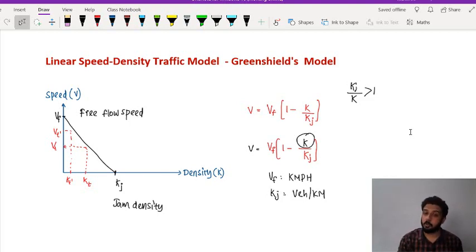One is this equation, V equal to Vf into 1 minus K by Kj. For any value of K, they can ask you speed, or for any value of speed, they can ask you K, by giving Vf and Kj. And the next relationship you have to remember is the Qmax equation, nothing but speed at maximum flow multiplied with density at maximum flow, nothing but Vf by 2 into Kj by 2. We can also write it as Vf into Kj divided by 4, right?